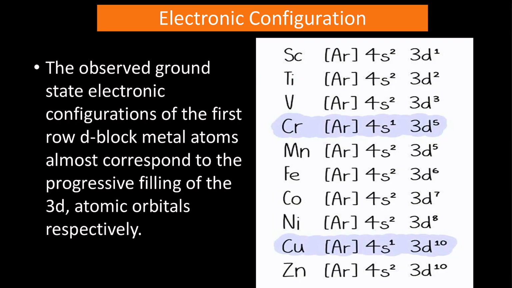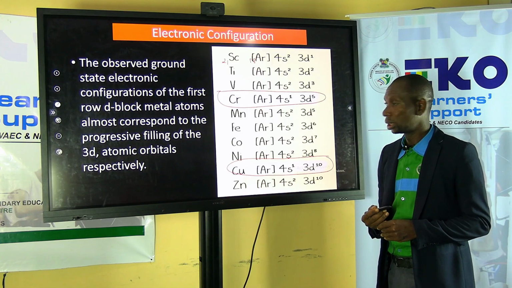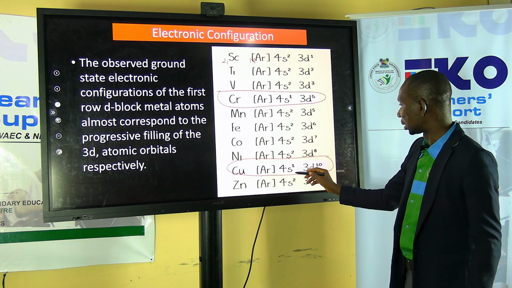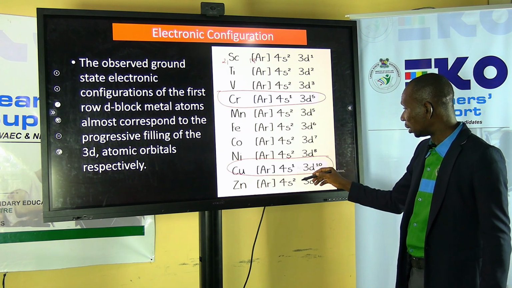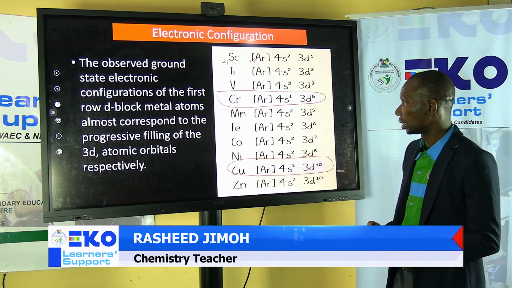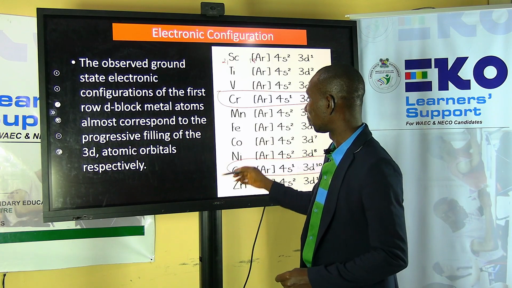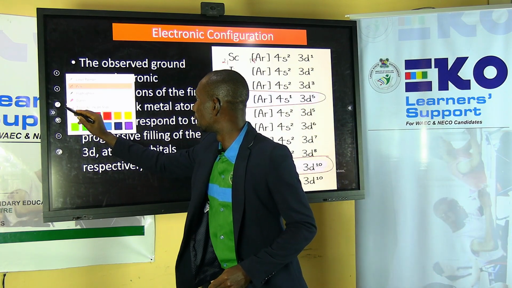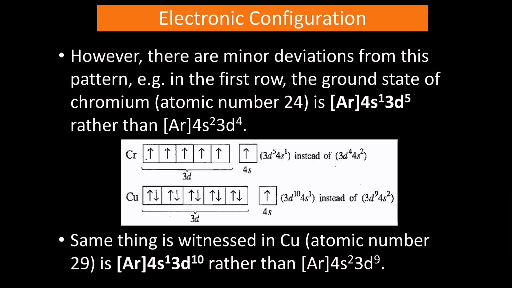It is important that you take note of this, because in the exam you can be asked to write the electronic configuration of any of these transition elements. So for copper, you can see we have 4s1 and then 3d10. Normally what we should have is 4s2 3d9. So please take note of this exception. You can see we fill the S partially before we go ahead to fill the D. So that has been explained in the earlier slide.